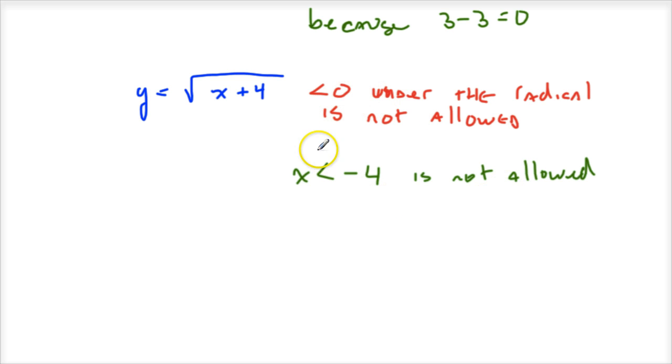So if I were to ask you the domain of this, you would say it's going to be all the x values, all real numbers except for x values that are less than negative 4. And we'll do some more examples like this in class.